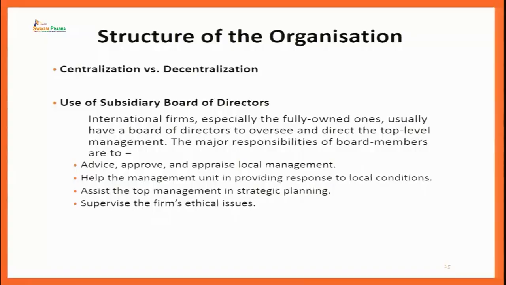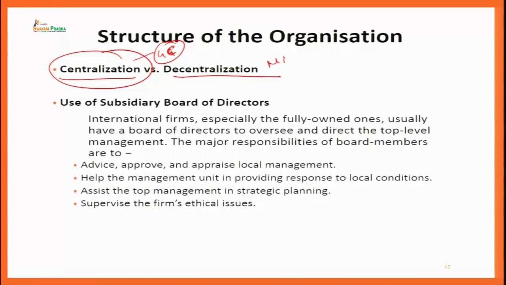Now let's begin with the structure of the organization. A structure of an organization can be centralized or decentralized. When your structure is centralized, that means all the powers are in supreme hands, right? And when you decentralize, that means you are giving autonomy. Global companies come under the centralized, whereas multinational corporations are decentralized.